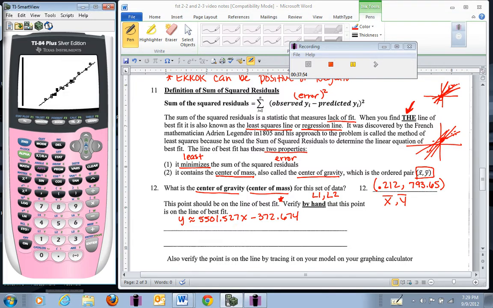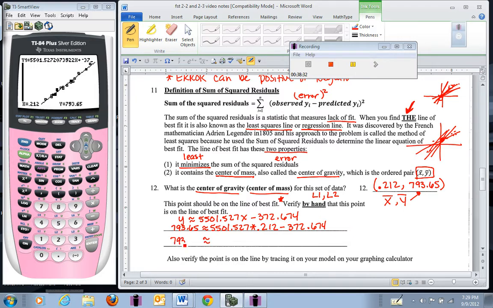Now, you might say, well, wait a minute, I could just go here and type in 0.212, and sure enough, it gives me 793.65. But that isn't verifying it by hand. So we're going to put this amount in for our y. We're going to say 793.65 is approximately equal to 5501.527 times our x amount, which is 0.212, minus 372.674. So I'm going to say these are approximately equal.